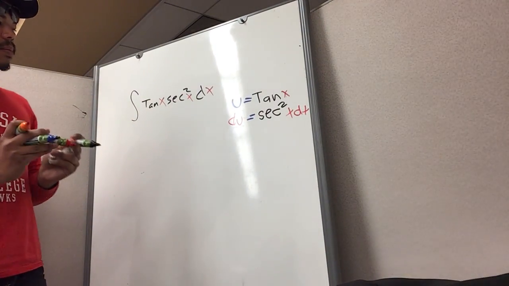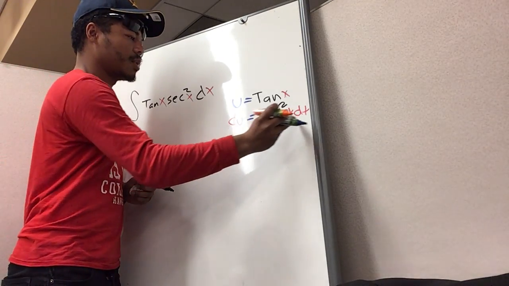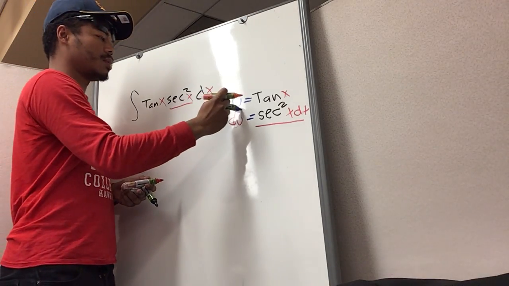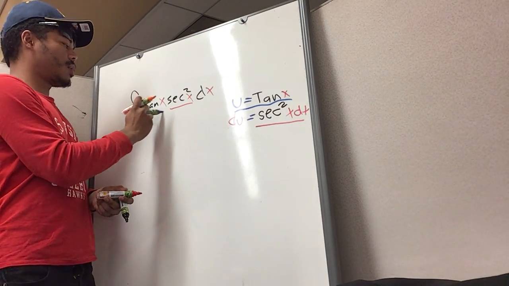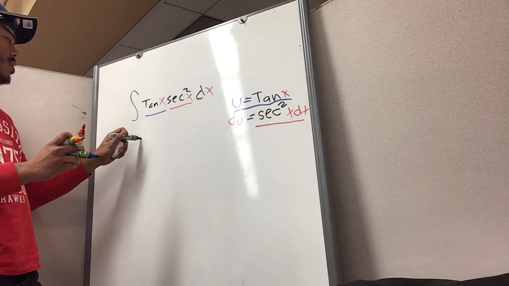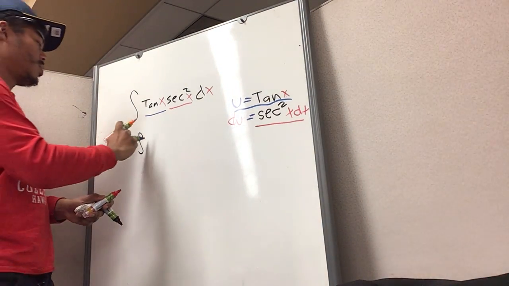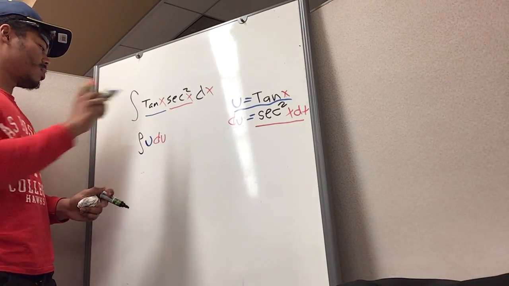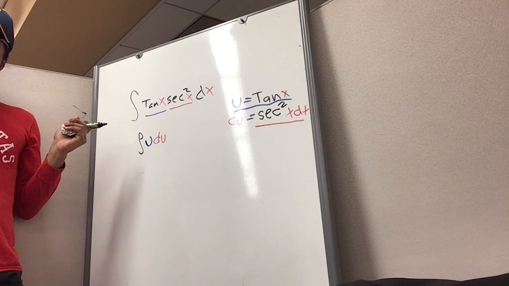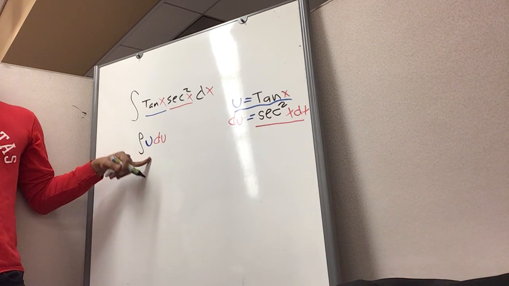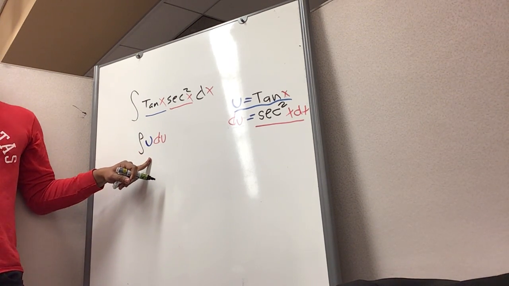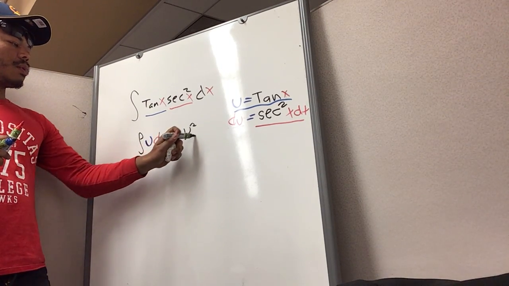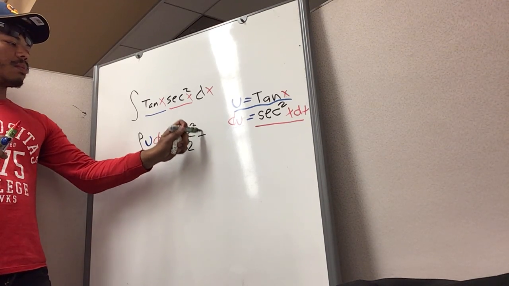So now we have this right here, and this right here. So now we go integral of u du. And that's it, and you know how to do this integral. This integral is u squared over 2 plus c.